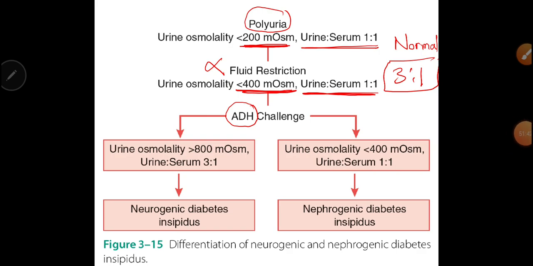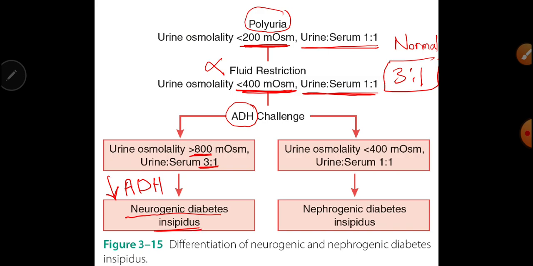In the ADH challenge test, the patient is given ADH intravenously. If the urine osmolality becomes more than 800 milliosmol and the urine to serum ratio 3 to 1, meaning it goes back to normal, this means a problem in the ability of the nervous system to produce ADH. The patient has low ADH in the blood, and this case is called neurogenic diabetes insipidus.